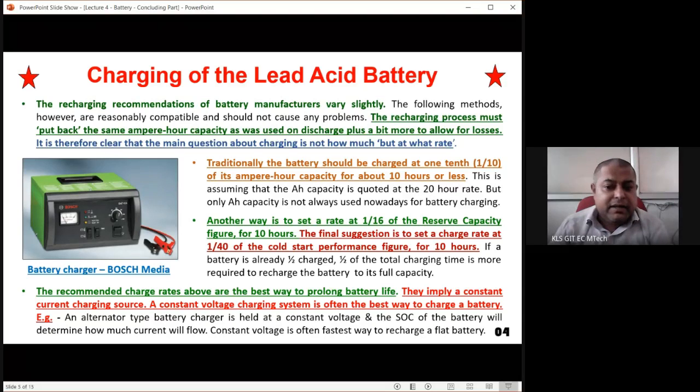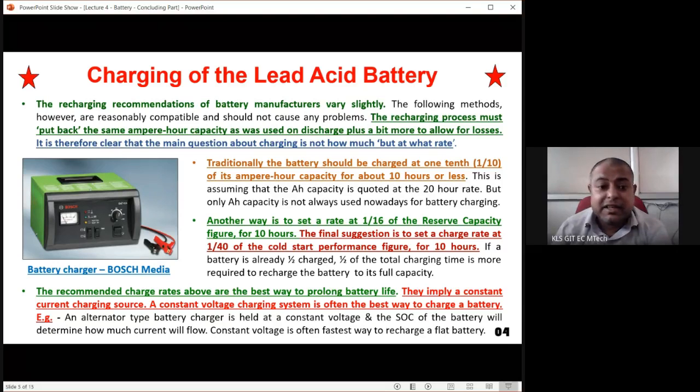They imply a constant current charging source. So there are actually two types of charging. One is constant current charging, one is constant voltage charging. We will see the graphs. A constant voltage charging system is often the best way to charge a battery. So which are the two types? Constant voltage charging, constant current charging. And they are saying constant voltage charging system is a better way than constant current charging.